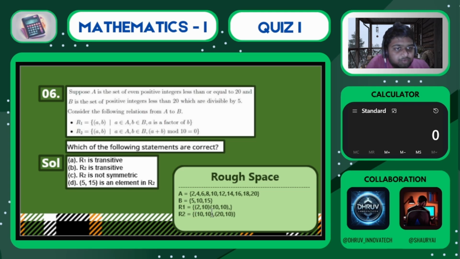So let's see. 2 comma 10 is there. Yes, it's transitive. The reason is that with 2 comma 10, the next element has 10 at the end and 10 at the beginning, so 2 comma 10 is present. That's why we call this relation a transitive relation.